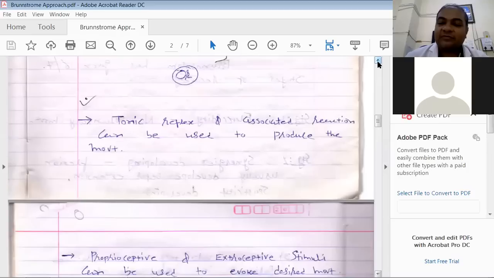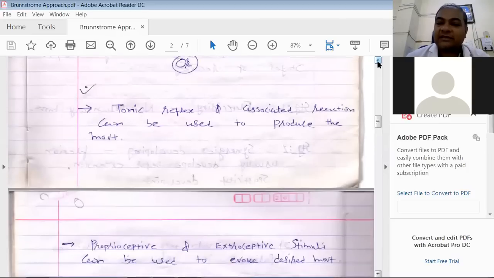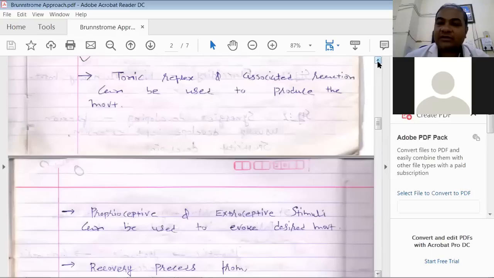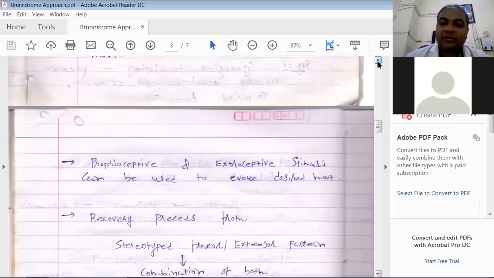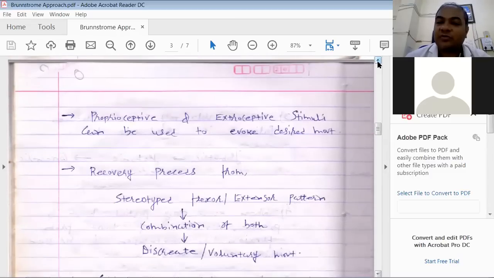In the same point, we have to use the tonic reflex. Associated reaction can be used to produce the movement. Which are the tonic reflexes, what are the associated reactions, that we will go into in detail. Proprioceptive exercise also can be used to produce the movement. That we already discussed.